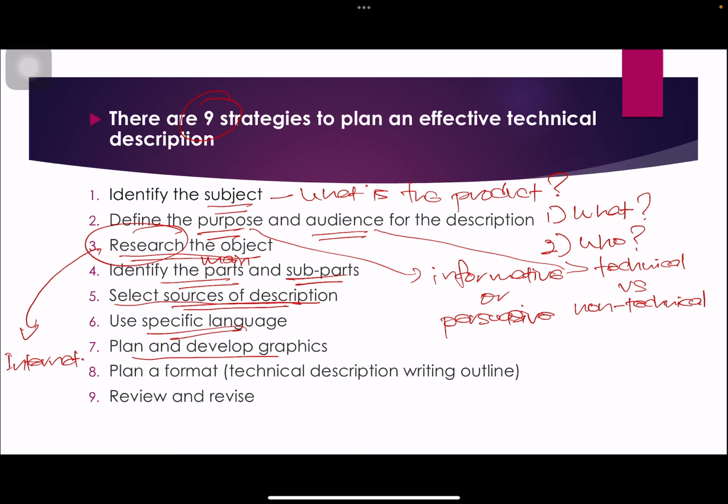Number 7, plan and develop graphics, because most of the time you are required to use graphics in your presentation. So when it comes to graphics, you have to label each main part or sub part of the product. Right, number 8, plan a format. Okay, technical description writing outline. So we are going to share with you the outline afterwards. And lastly, you need to review and revise before you start presenting.